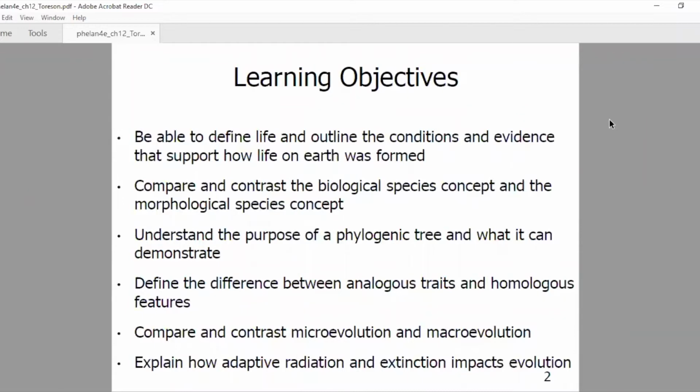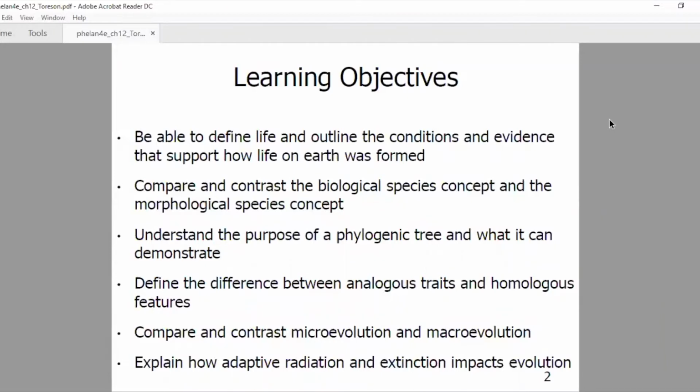Chapter 12 looks at the origin of life on Earth. In terms of learning objectives, you should be able to define life and outline the conditions necessary to support life and the evidence that supports our theory on how life on Earth was formed.